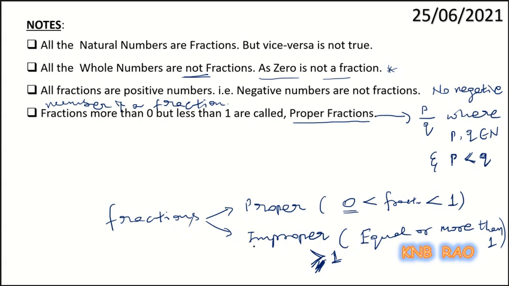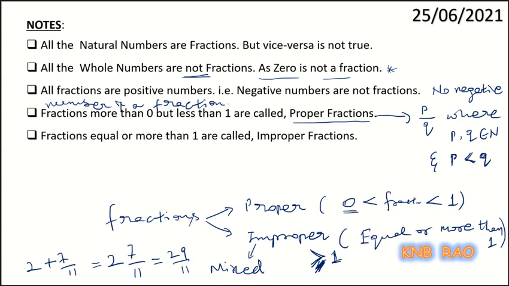Then further, these improper fractions are written in mixed form. Okay, mixed fraction. How? Means 2 integer 7 upon 11. This is a mixed fraction. Its actual value is 11 2s are 22 plus 7, 29 by 11. It is actually 2 plus 7 by 11. This is the mixed fraction, meaning this full portion added to this part portion. Okay. That gives an improper fraction where the numerator is more than the denominator. Fractions equal to or more than 1 are called improper fractions.